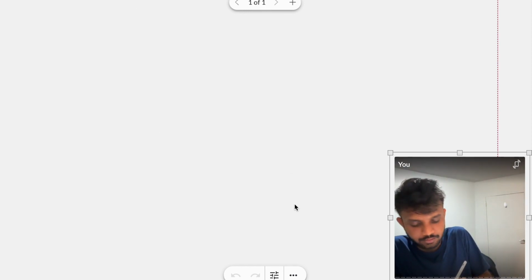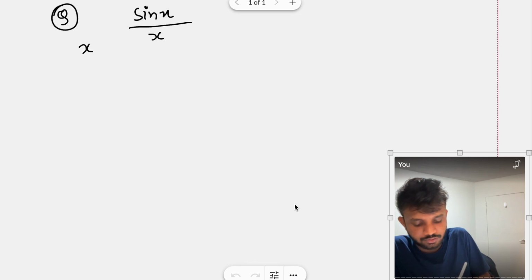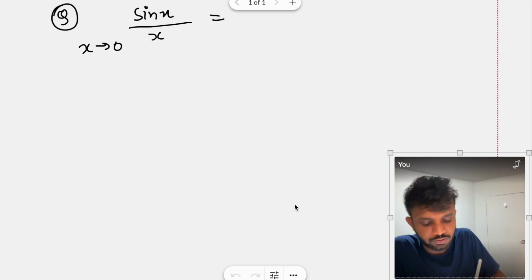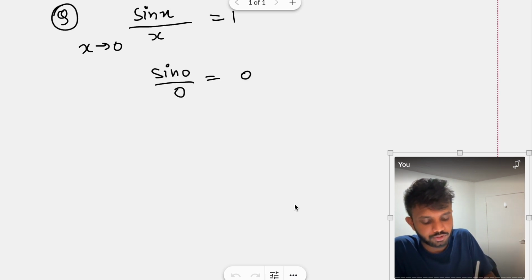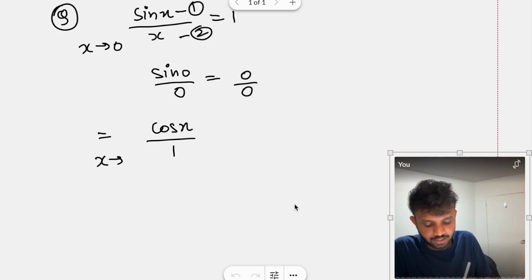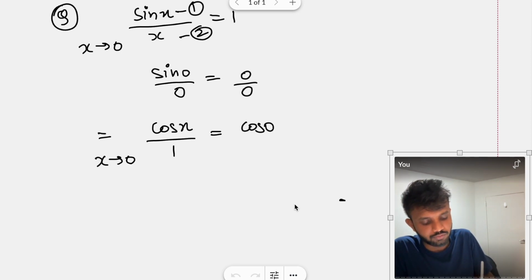Now suppose I have a question: sine x over x when x tends to 0, right? This you can prove as a theorem also, or I can give you the explanation that sine x over x when x tends to 0 is always equal to 1, right? Because if you directly put in 0, this turns out to be sine 0 over 0, so that is 0 by 0 form. So what we'll do, we'll differentiate the first function and then differentiate the second function, right? The differentiation of sine x is cos x over the differentiation of x, which is 1. Now if I put x equal to 0, we know cos of 0 is equal to 1, right? So the solution to the problem will be 1.